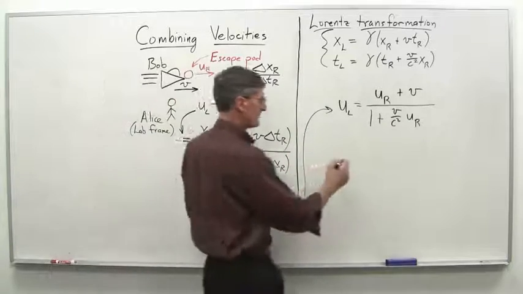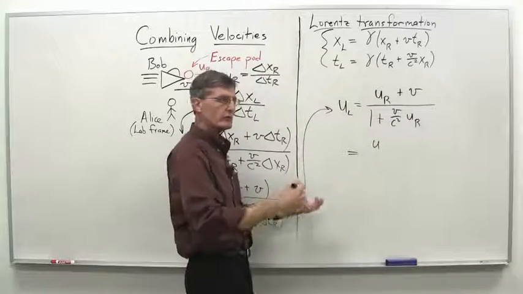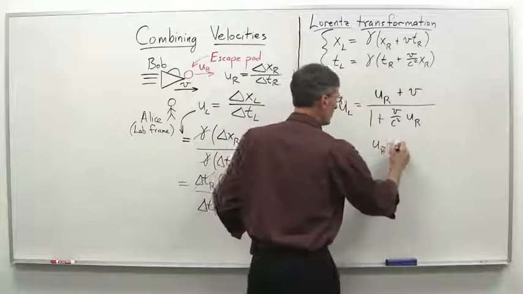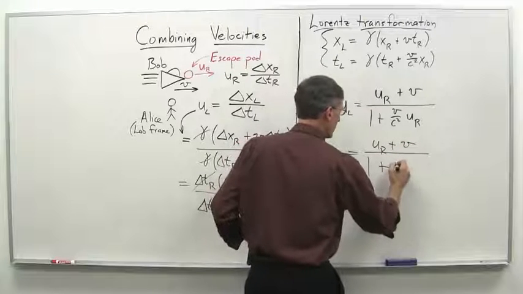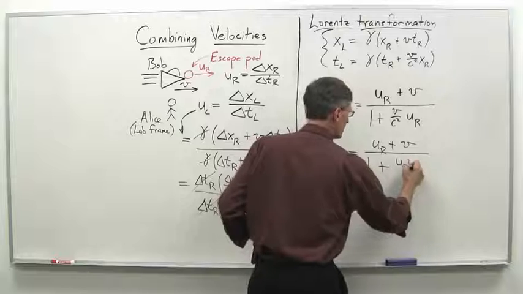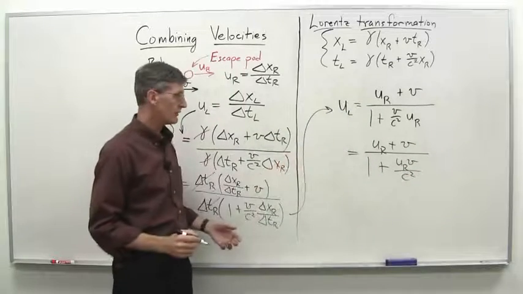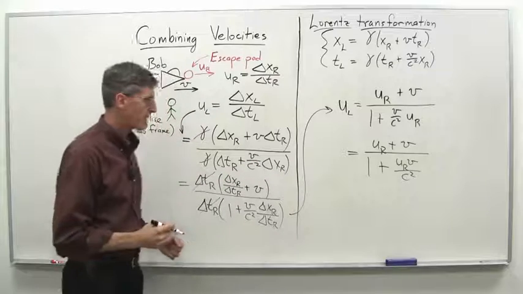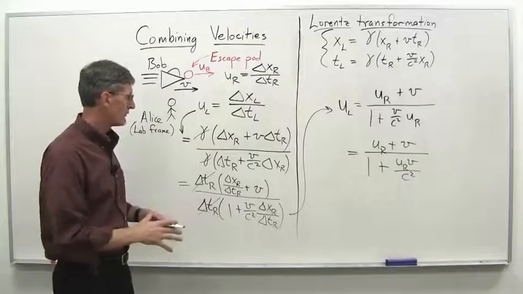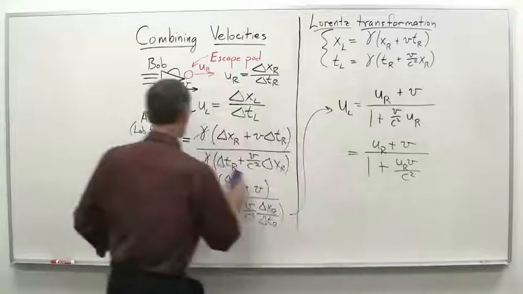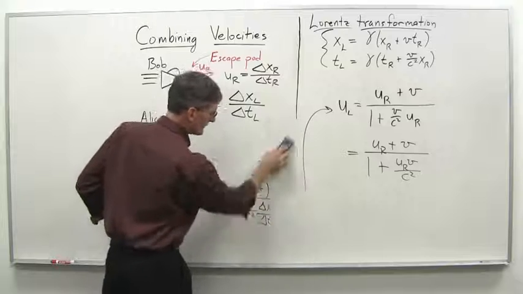Sometimes we write this in a slightly different form. We obviously can do v plus u sub r if you want, but we'll do that. And then on the bottom, sometimes we just write it as 1 plus u sub r v over c squared, or you could do v u sub r over c squared. It doesn't really matter there. Okay, let's look at what this is telling us. First of all, that's our final answer. Here was our derivation. Not too difficult, hopefully.